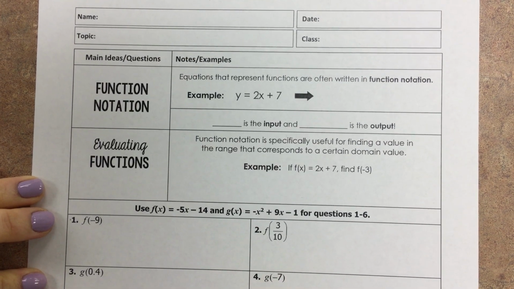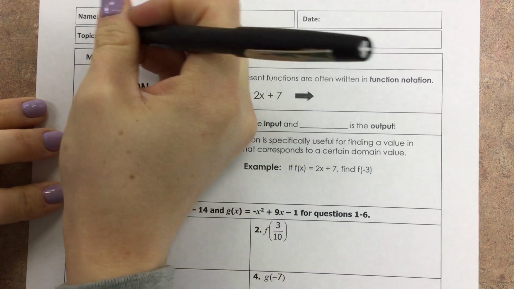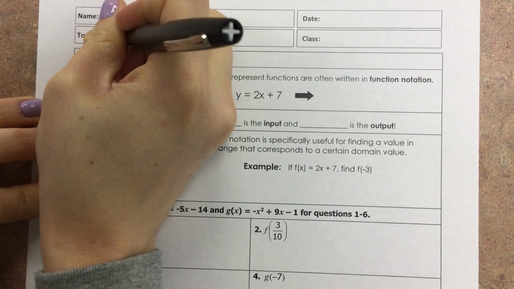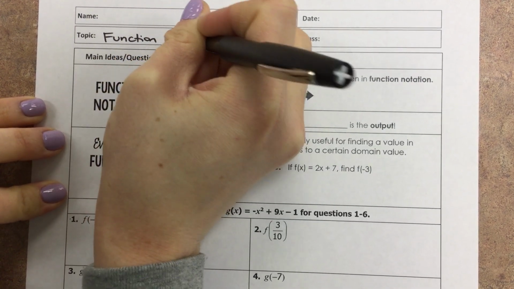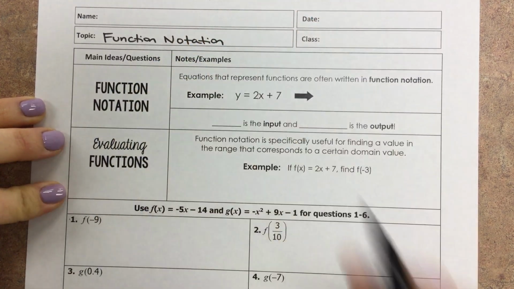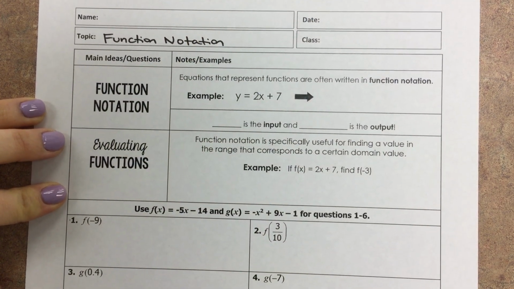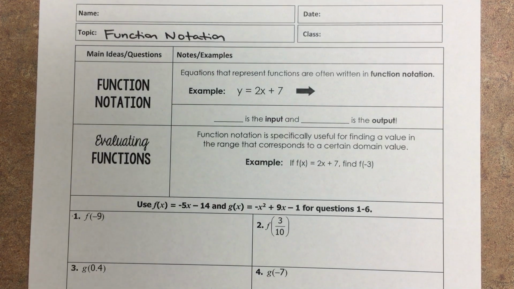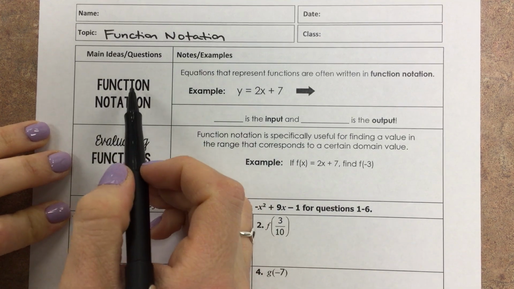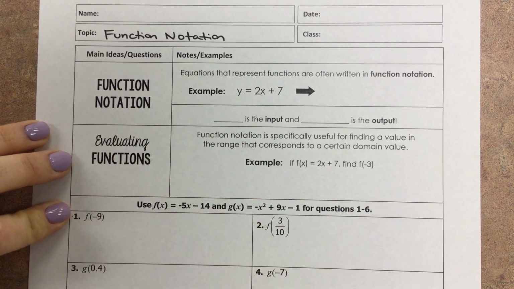Right, this is Unit 2, Lesson 1, Part 2. So this topic is function notation. We introduced functions in the last lesson. What we're going to do is teach you how to rewrite equations in function notation and then how to evaluate those functions. This first box is just introducing what function notation is.